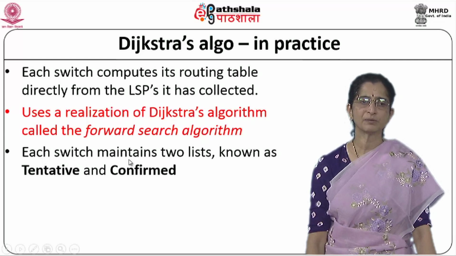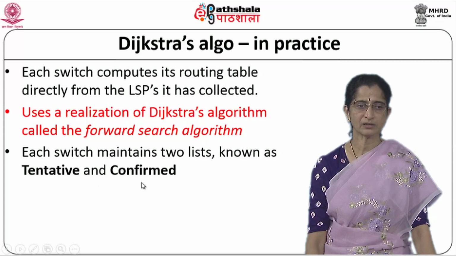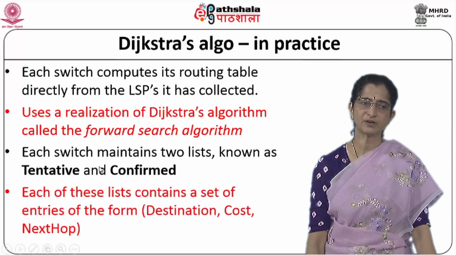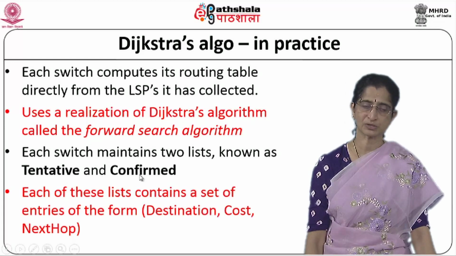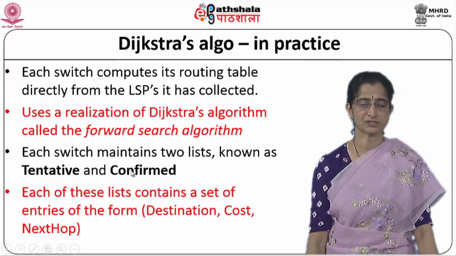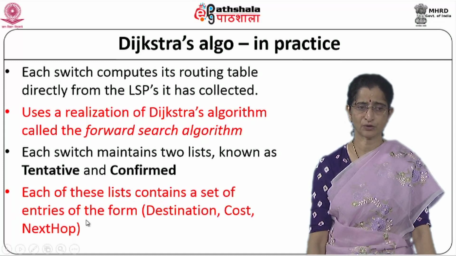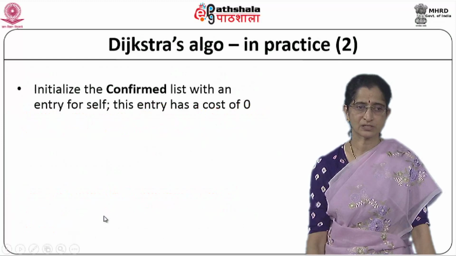Each switch normally maintains two lists, one called the tentative list and one called the confirmed list. The tentative list is a list from which it is going to take things and put them in the confirmed list. Confirmed is once it is confirmed that it has got the actual least cost path to it, so it will move to the confirmed list. Our N dash, for instance, will correspond to this confirmed list. Each of these lists will contain a set of entries of the form destination, cost and next hop. So let's look at how this will work.